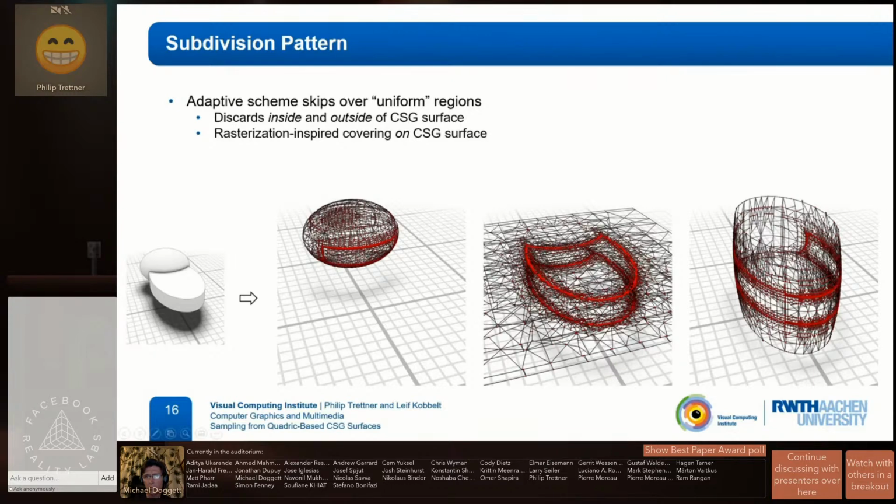But even regions that are part of the surface but are uniform in their classification can simply switch to this rasterization-based covering algorithm and don't have to use the more expensive subdivision scheme. And only in those regions where multiple quadrics interact do we actually need to subdivide. And that's where we then focus our classification performance on. This concludes the sampling part of our method.